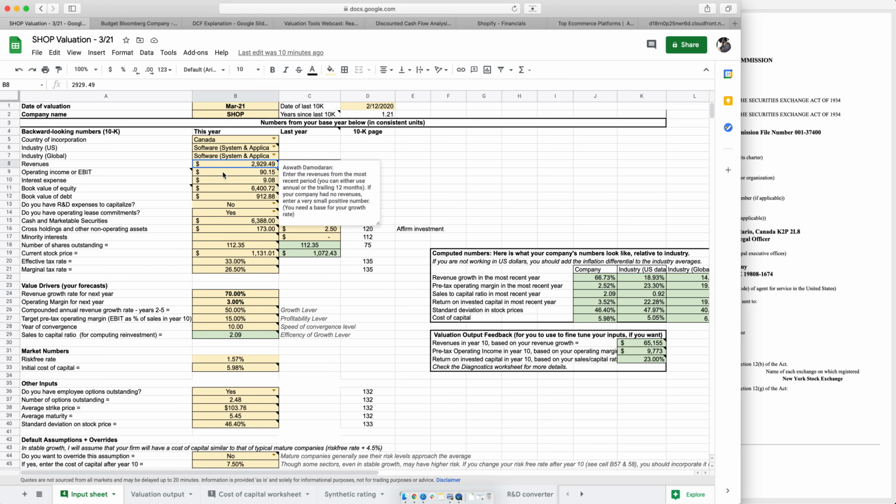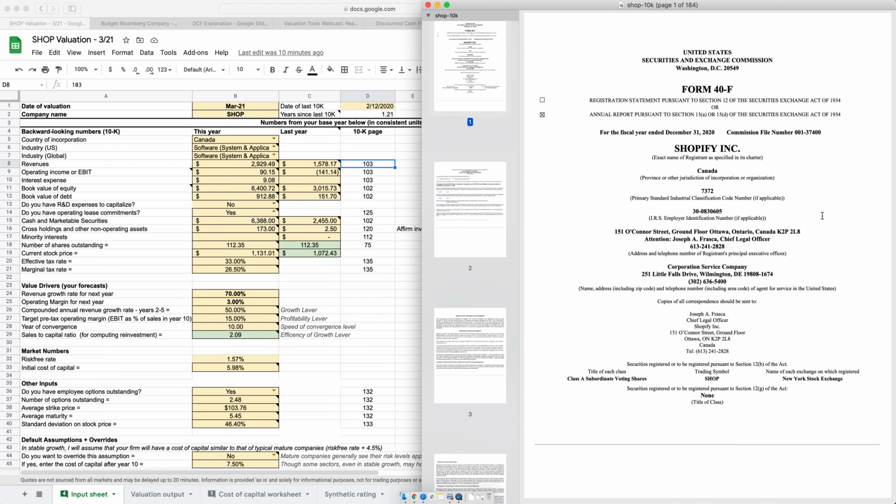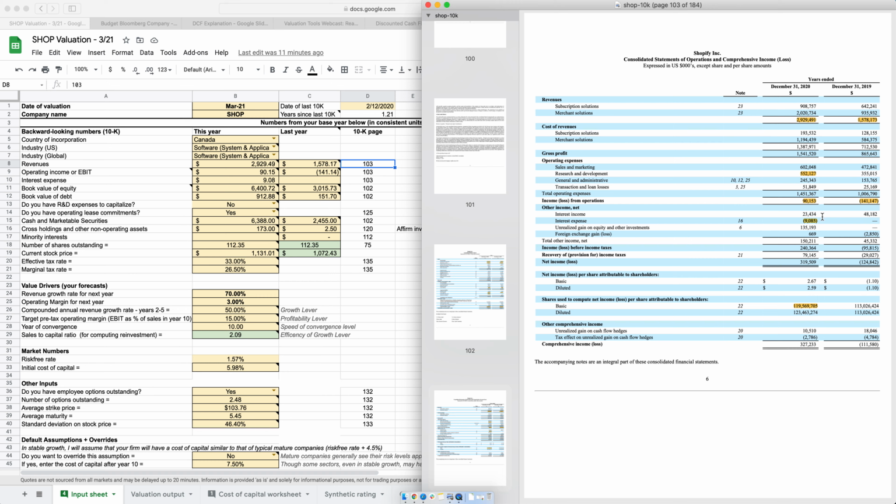So, okay, we're going to start from the top, revenues. I actually made a note of all the different pages that I found the information on, so that can make things easier. We're going to jump straight to page 103, which is the profit and loss income sheet. We're going to first start out with revenues.